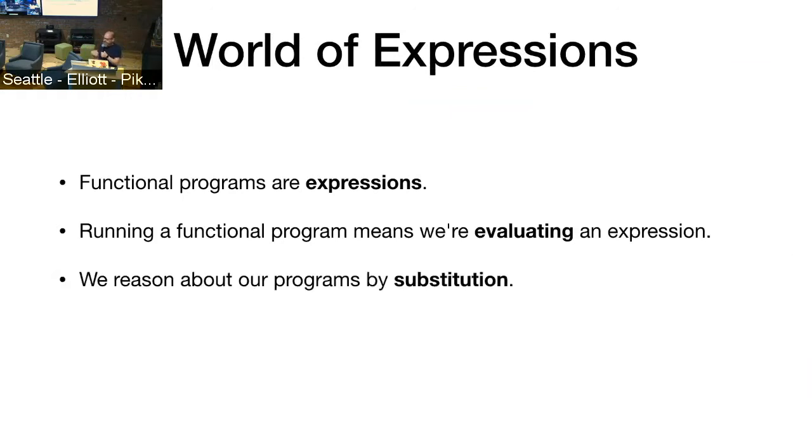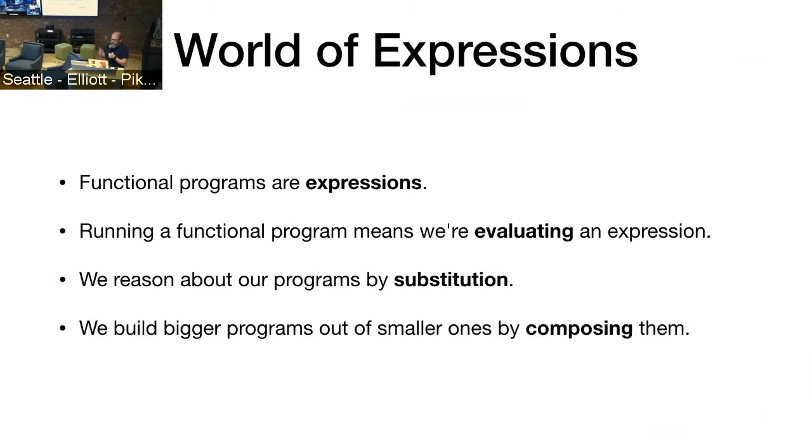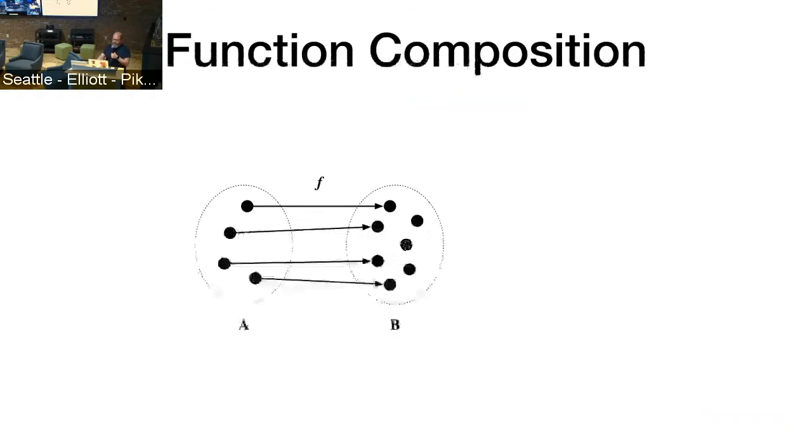And we reason about our programs by substitution rules. And we build bigger programs out of smaller programs by composing them. Okay, and that's all we've got, and we build everything up from there. So, because all we have so far are functions, let's talk about function composition. All right. So here's our function again, our function f from A to B, and notice that the function doesn't necessarily have to cover all of B. It just has to map everything in A to something in B.